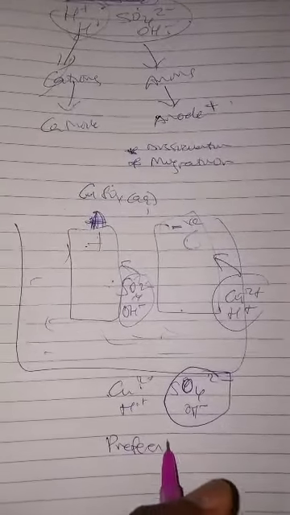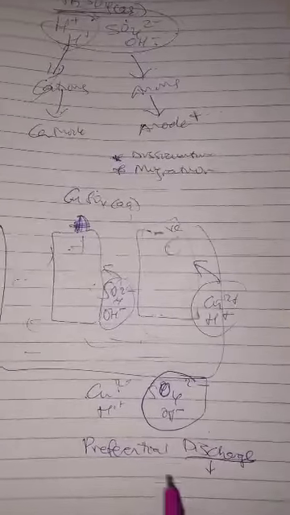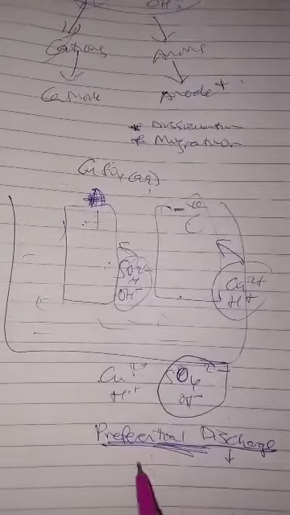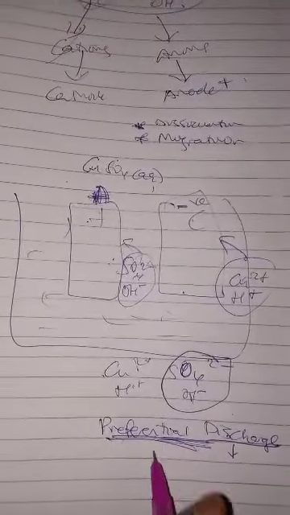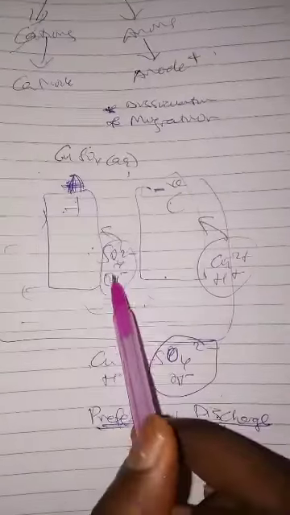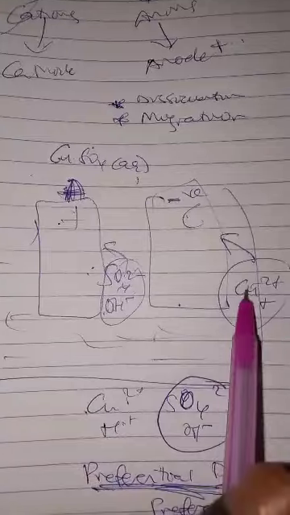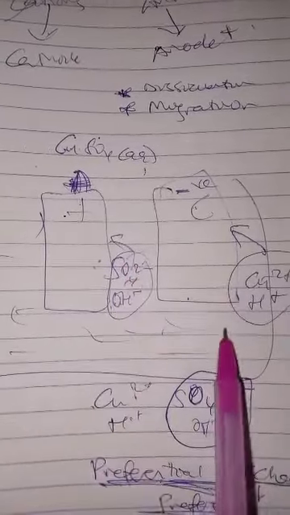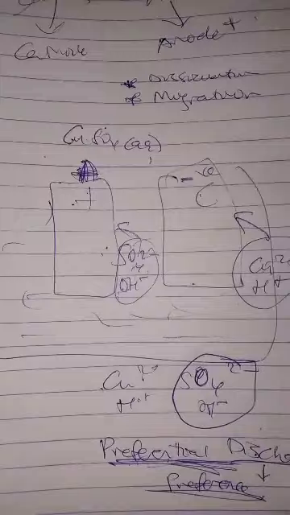Preferential discharge. Now, what's the meaning of preferential discharge? Discharge means one will be discharged. Then what's the meaning of preferential? That means one will be discharged according to preference. Now, how do we know the one that will be discharged? You have two ions, but you only need just one of these ions to be discharged. The same thing here. So how do we know that particular one that will be discharged? That's why we have preferential discharge of ions.